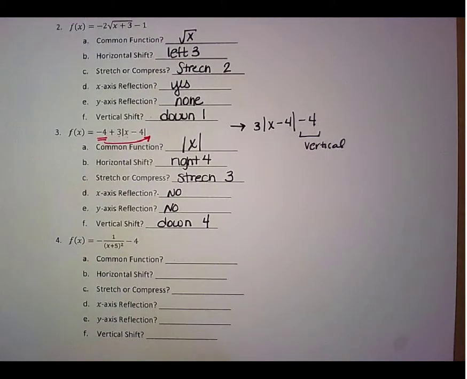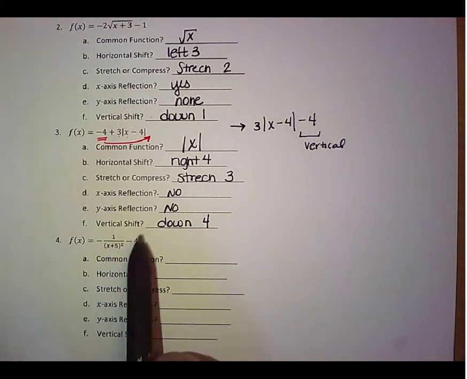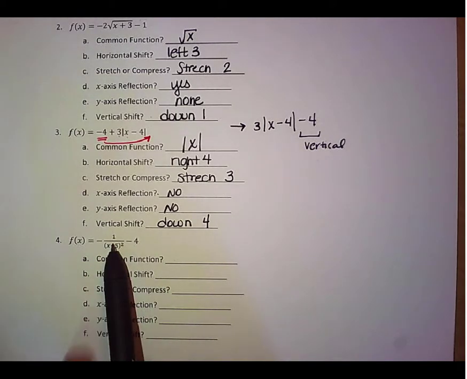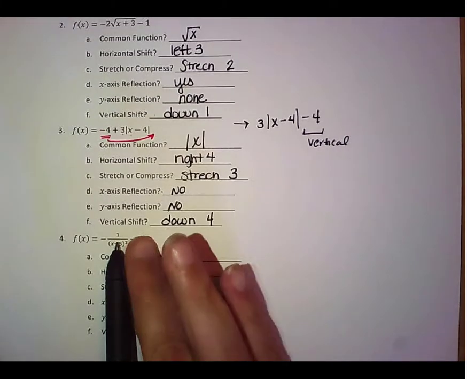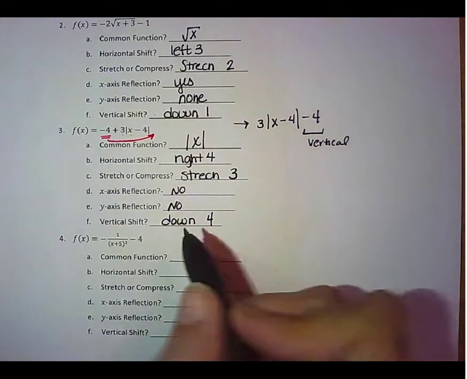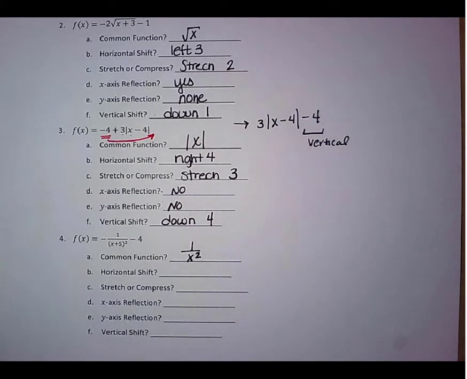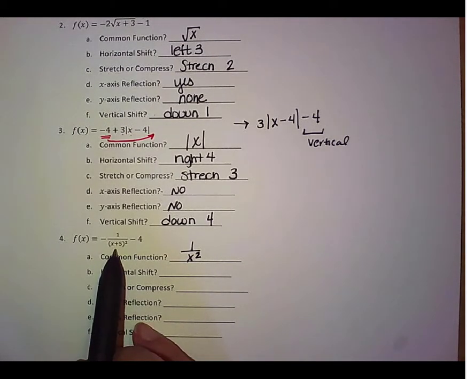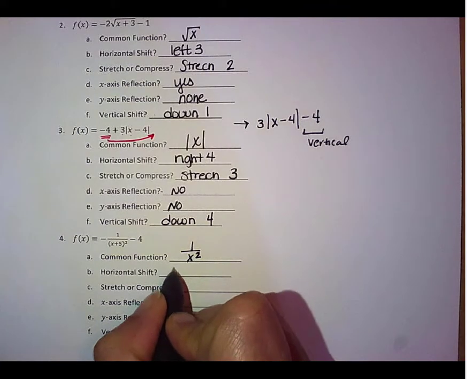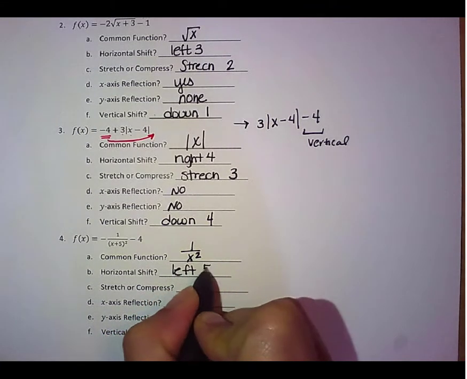Alright, so let's look at our fifth one here. I'm going to cover up the plus 5 inside that parentheses as well as the negative 4 over here, and I am left with 1 over x squared. It was kind of hard to do, it was really small. That's our rational squared function. So does it have a horizontal shift? Hopefully you're saying yes, because we got that plus 5 on the inside with the x. So it is going to go to the left 5.